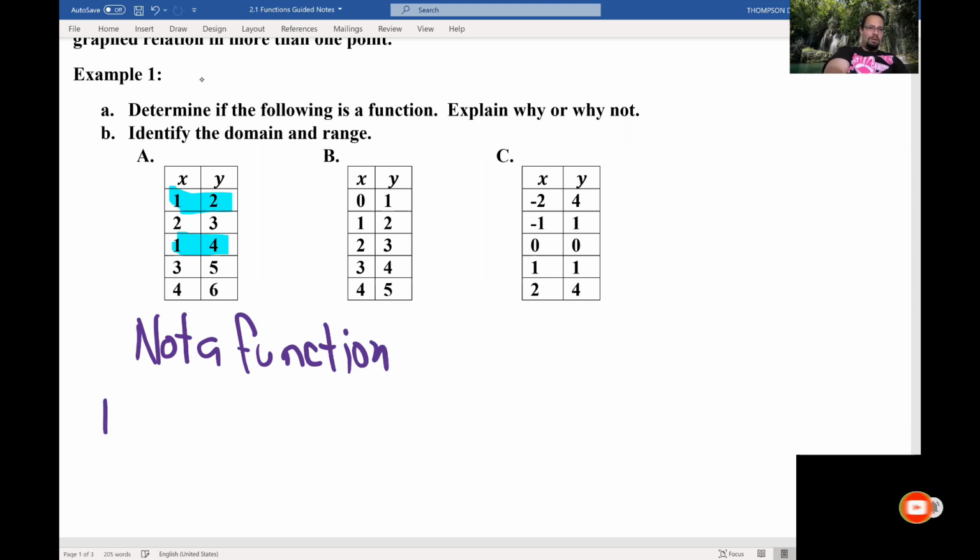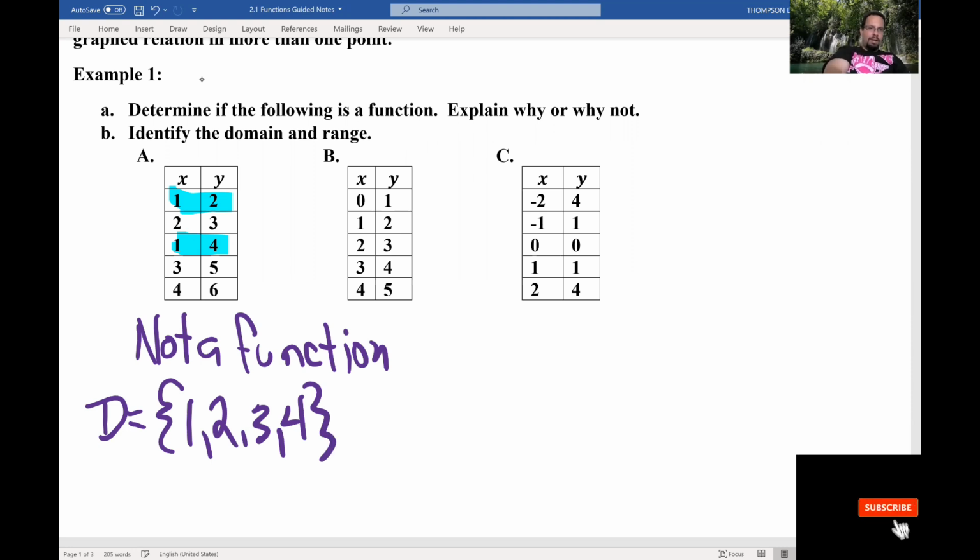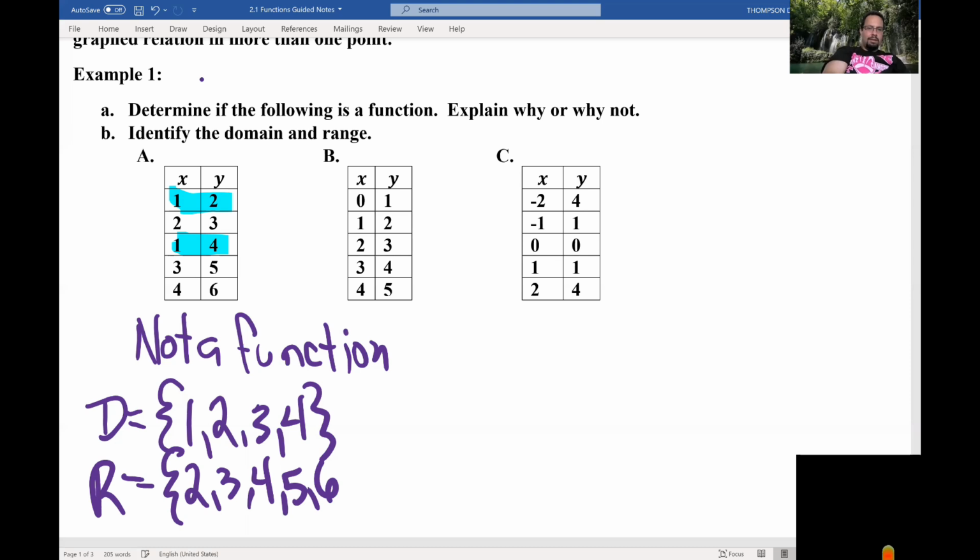And we can do our domain. Our domain would just be 1, 2. We don't have to repeat 1, 3, and 4. And our range would be 2, 3, 4, 5, and 6. And we're done with part A.